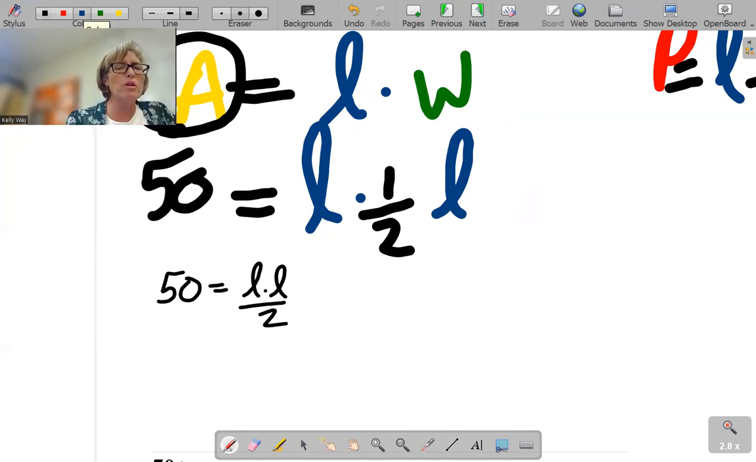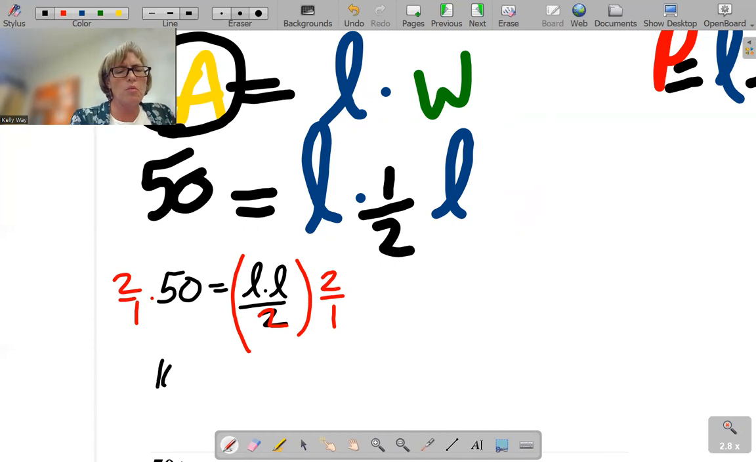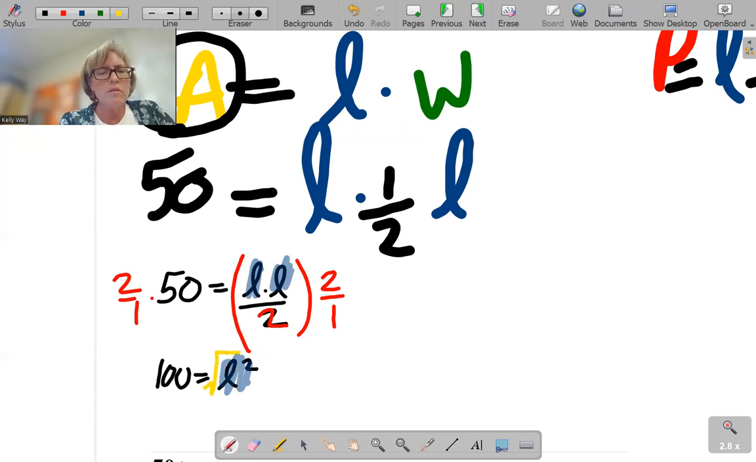Next step, I want to get rid of that 2. So I multiply by its reciprocal, which is 2 over 1. That's technically 1 over 2, 2 over 1. Next line, 100 equals L squared. Where did that come from? L times L, L squared. Opposite of squaring, square root. So I just found out that my length is now square root of 100, which is 10.